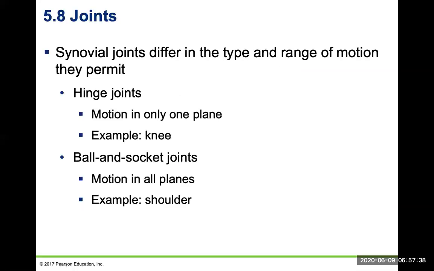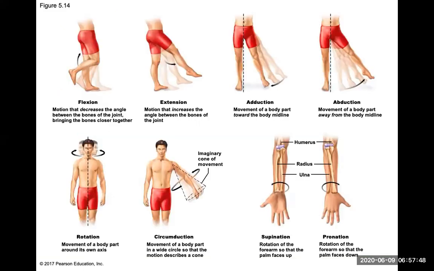More types of joints: synovial joints can differ in the type and range of motion they permit. They can be hinge joints like the knee, ball and socket joints like the shoulder. And here are words that you should be familiar with: flexion and extension, adduction and abduction, rotation, circumduction, and supination and pronation. I'll let you guys review what those mean on your own time. But these are all movements of joints.